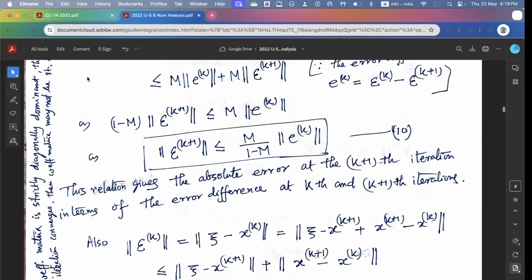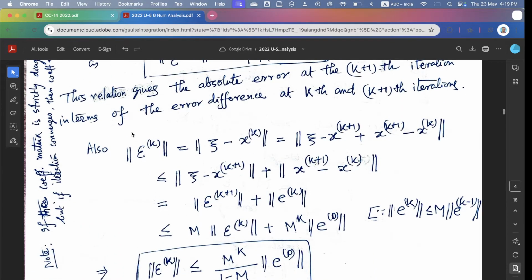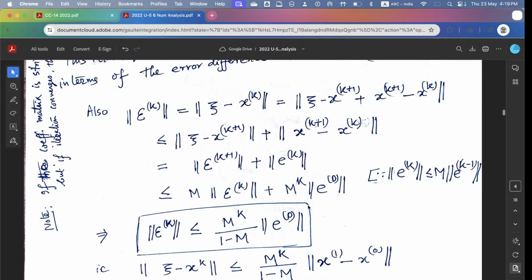And this relation gives the absolute error at the k plus 1 iteration in terms of the error difference at k iteration and k plus 1 iteration. Also, norm of epsilon k equal to xi minus xk. So we can write this less than or equal to this norm plus this norm, which equals norm of epsilon k plus 1 plus norm of epsilon k.